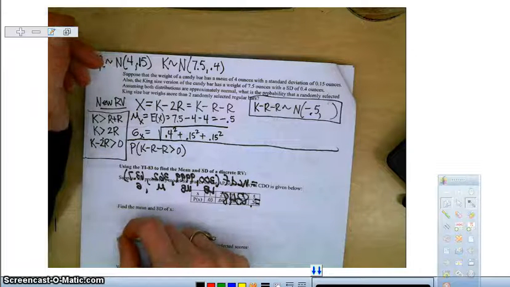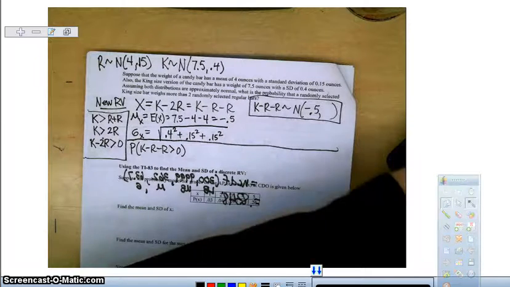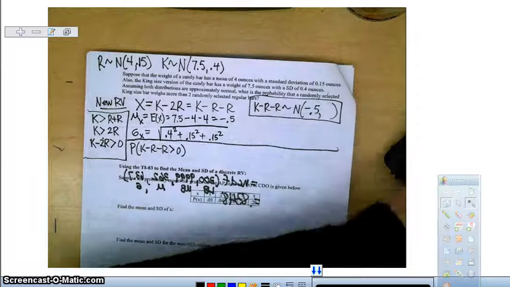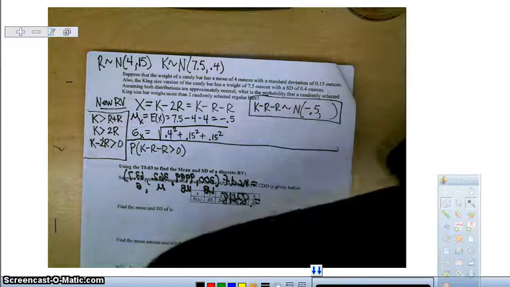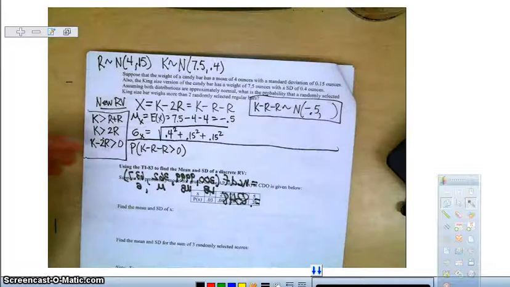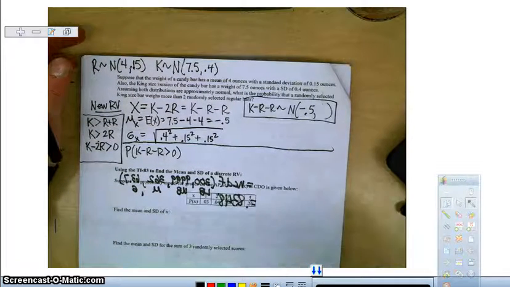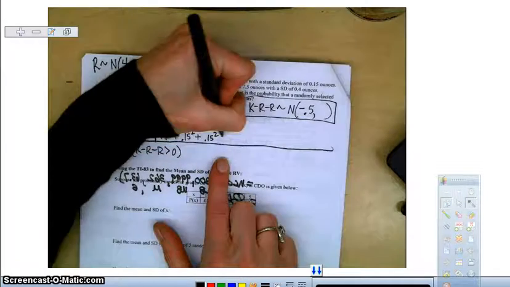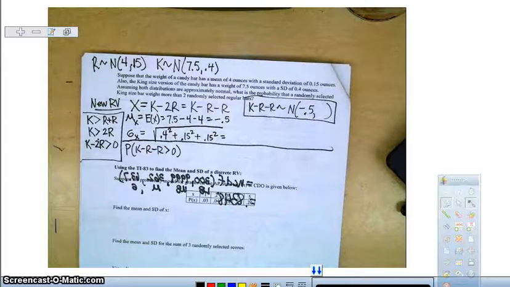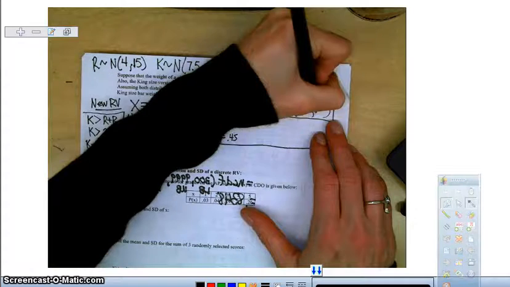We're still doing k minus r. Why is it plus? Because of this rule from last time: variances always add. Wouldn't there be 2 4s and not 2? No, because we're taking 2 regular size bars away from a single king size bar. All right, now do this calculation. Tell me what you get for the standard deviation. 0.45. Okay, so the standard deviation is 0.45.